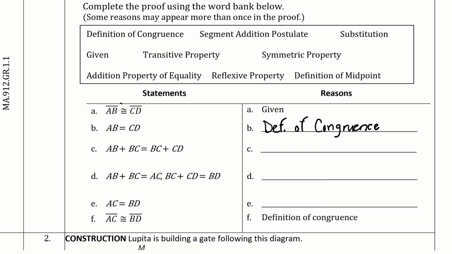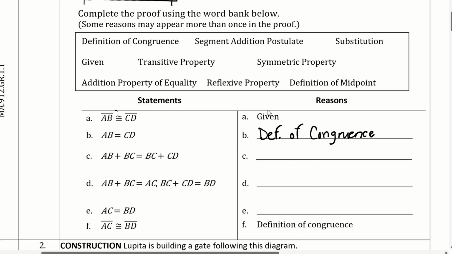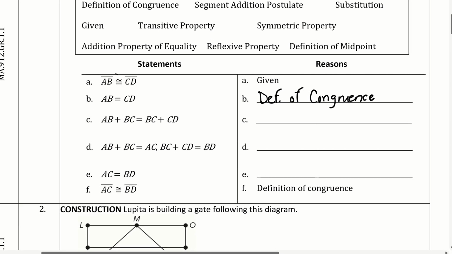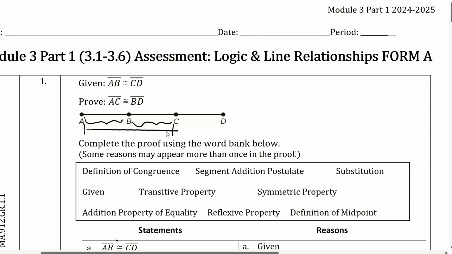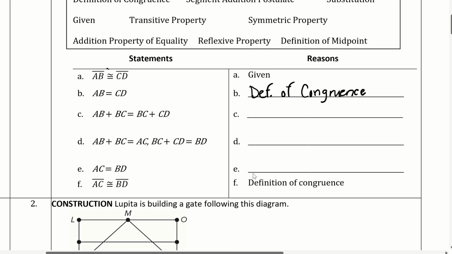Okay, so that takes care of that. And then we got AB plus BC equals BC plus CD. That is the segment addition postulate. You're taking two segments and you're combining them, you're adding them together to make a bigger segment, in this case AC, right? So that's called segment addition. So we got segment addition postulate for D. AB plus BC equals AC. And then we got BC plus CD equals BD. So we're going to put segment addition for this one. Segment addition postulate.